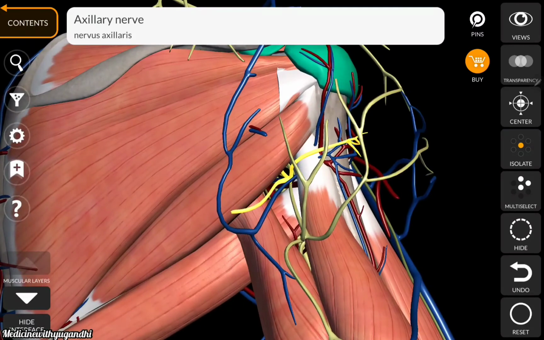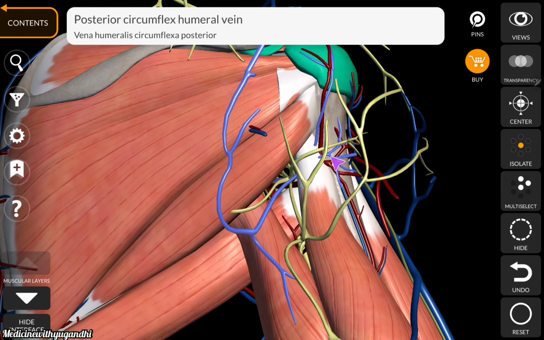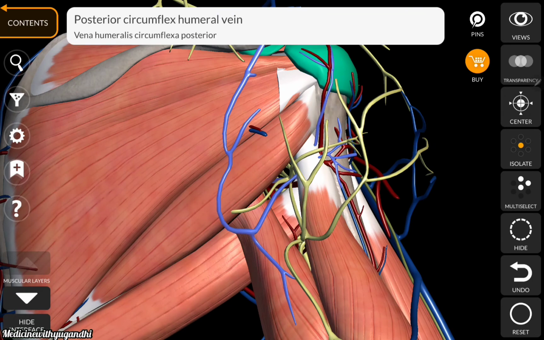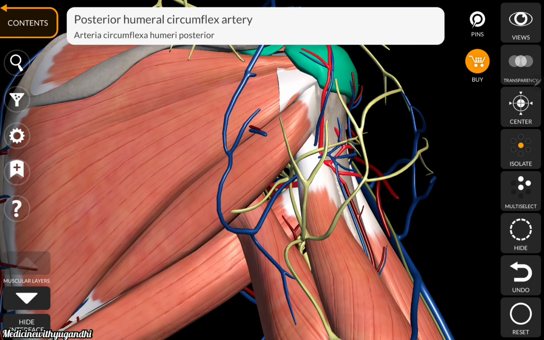The anterior branch is accompanied by the posterior circumflex humeral vessels. See, this one is the anterior branch of the axillary nerve. Here you could see the posterior circumflex humeral vein, and this is the posterior circumflex humeral artery. So the anterior branch of the axillary nerve is accompanied by the posterior circumflex humeral vessels, that is the vein as well as the artery.